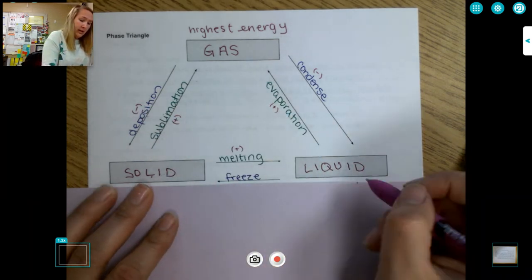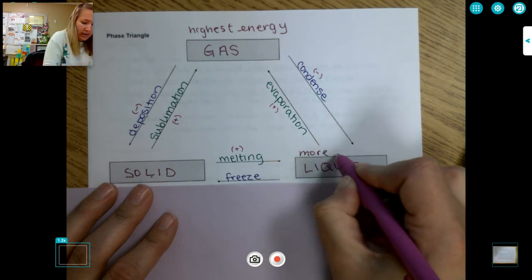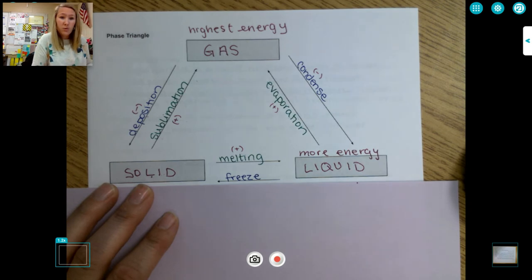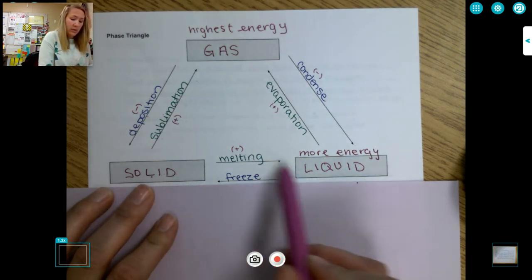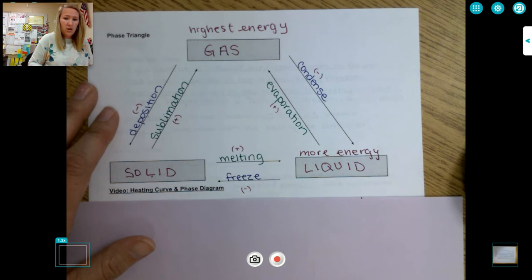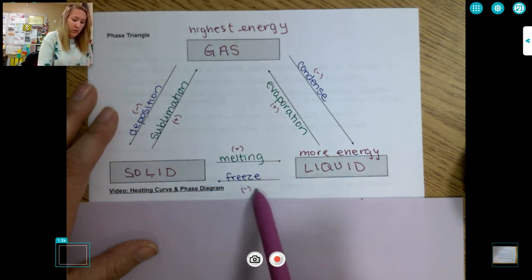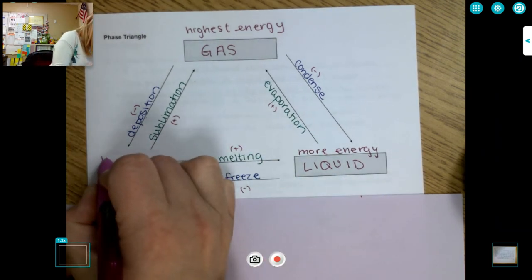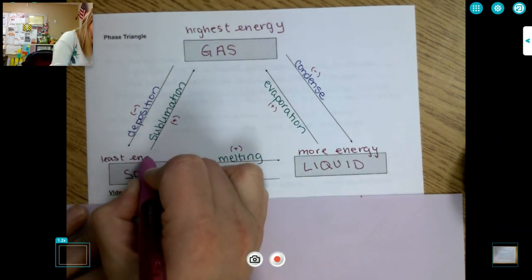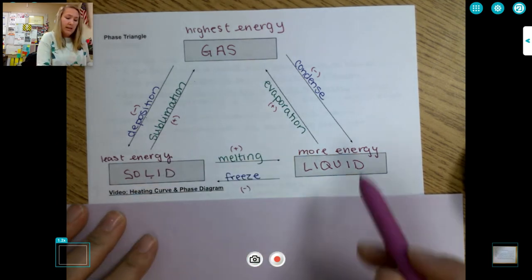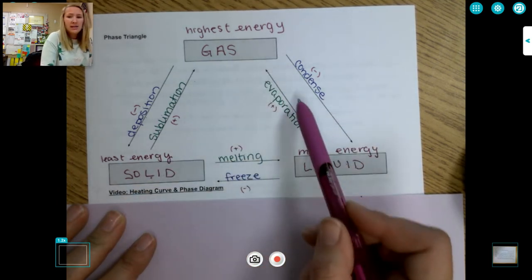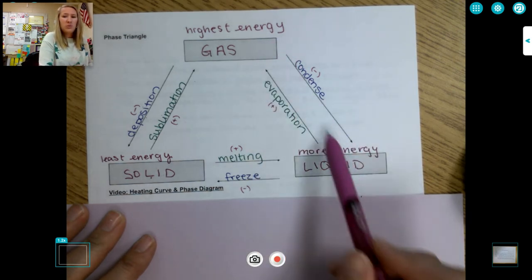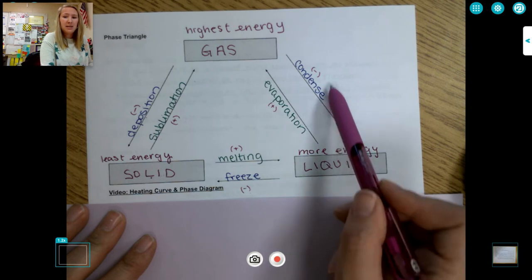Solid to liquid, liquid has more energy than solid particles because they're moving around more. So solid to liquid is melting, that's gaining energy, whereas liquid to solid is freezing, that's losing energy. Okay, so solid has the least energy. And then liquid to gas, if I'm going up to a gas, I am evaporating, gaining energy. And if I'm going from a gas to a liquid, I'm going down in energy, that's condensing, so that's exothermic.